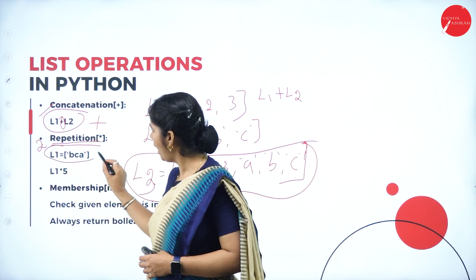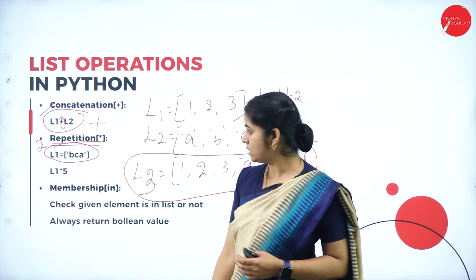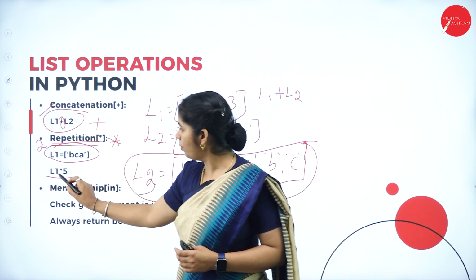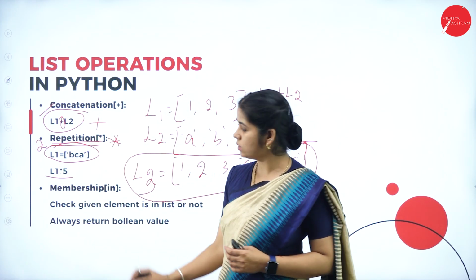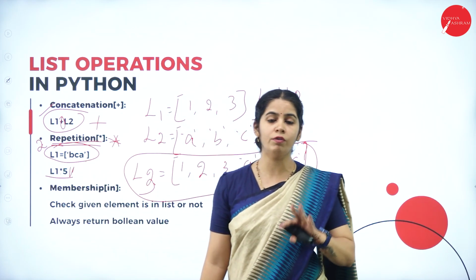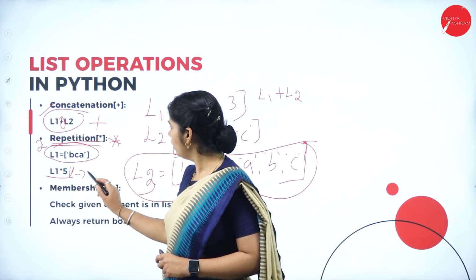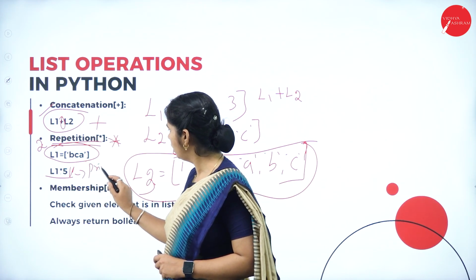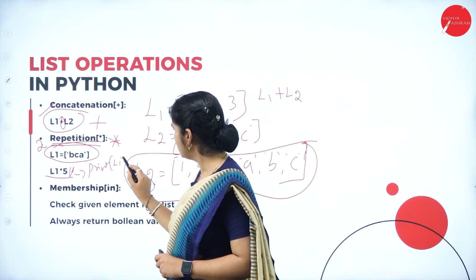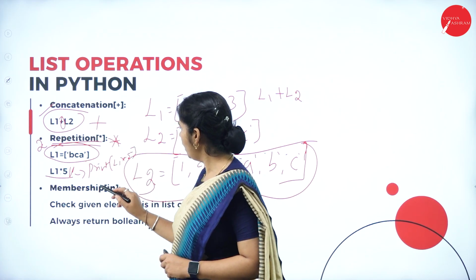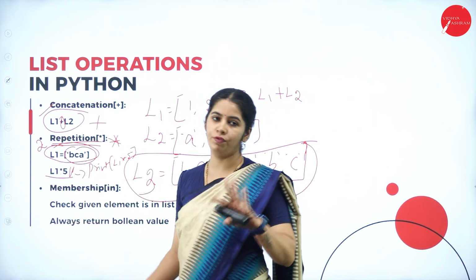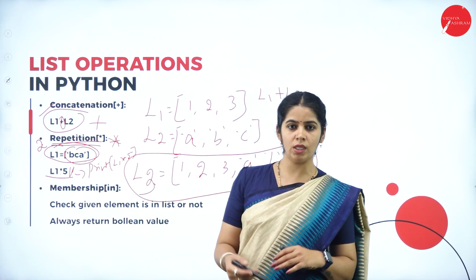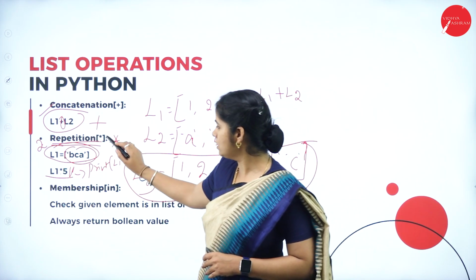See, in L1 I have only one element called B.Ca. That will be repeated by using what? The star operator. The star operator is used to repeat n times. What is my n value here? 5. So, what will it print if I give print L1 star 5? It will print B.Ca 5 times. That's it. Repeating the particular element within the list is called repetition.